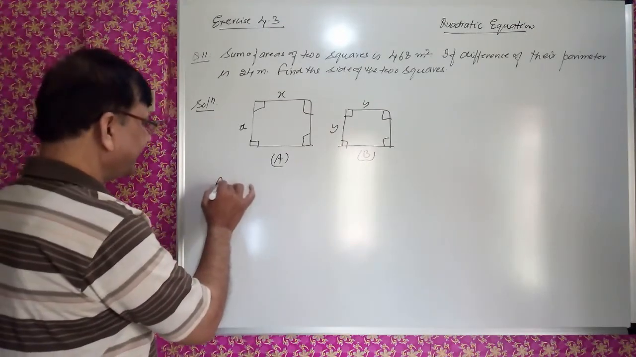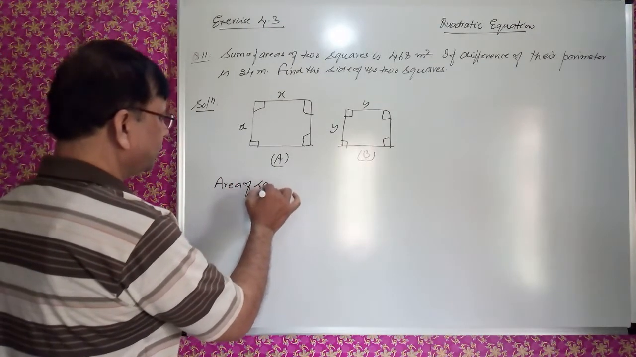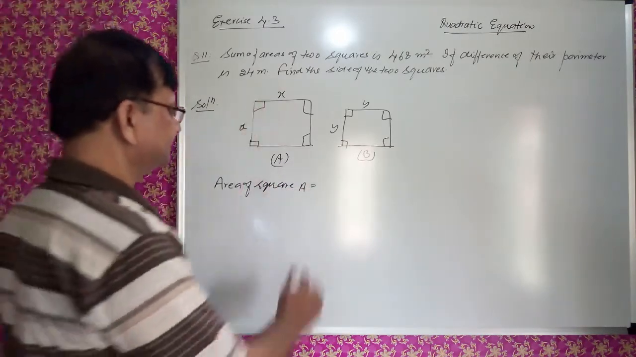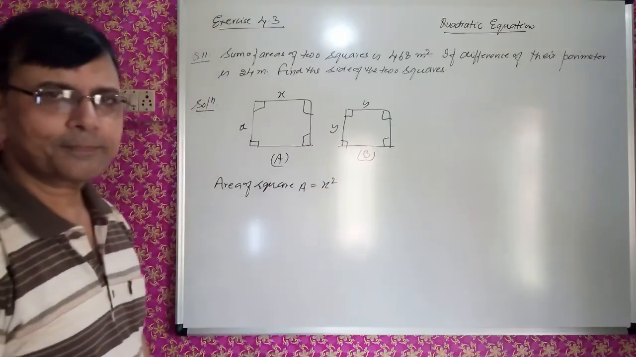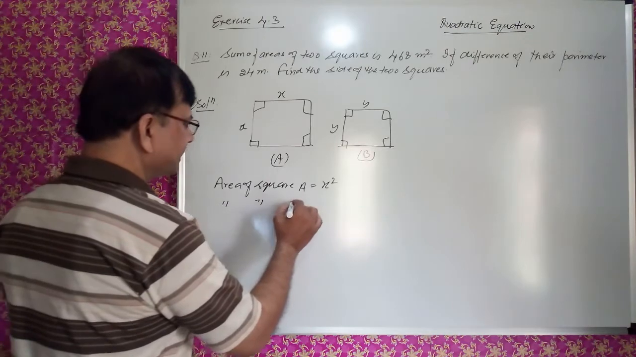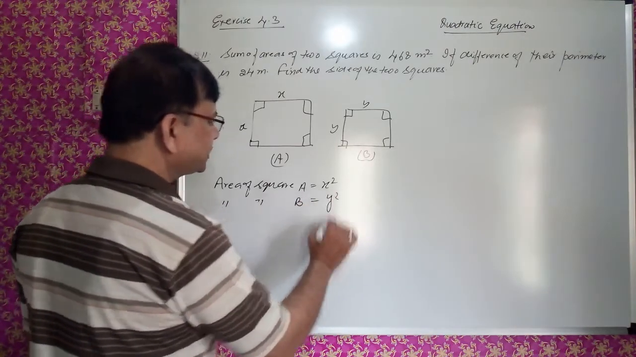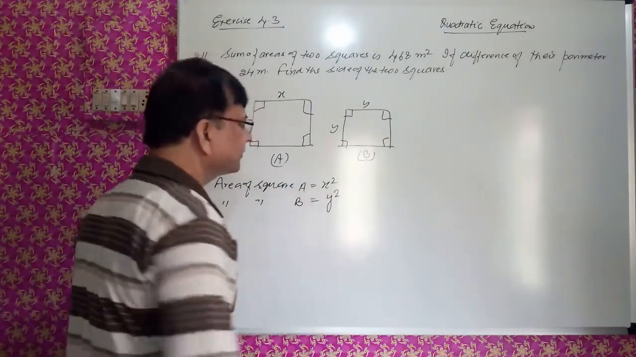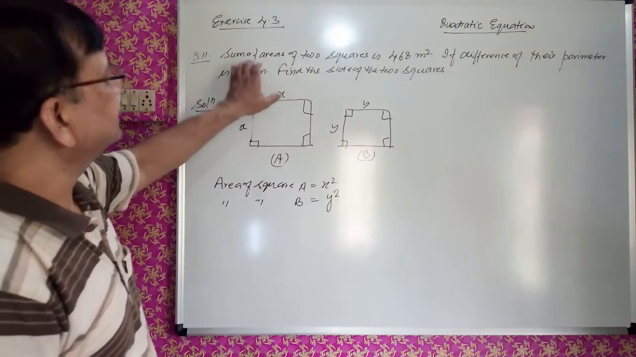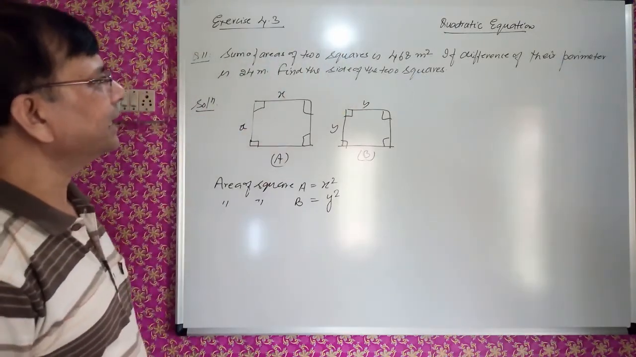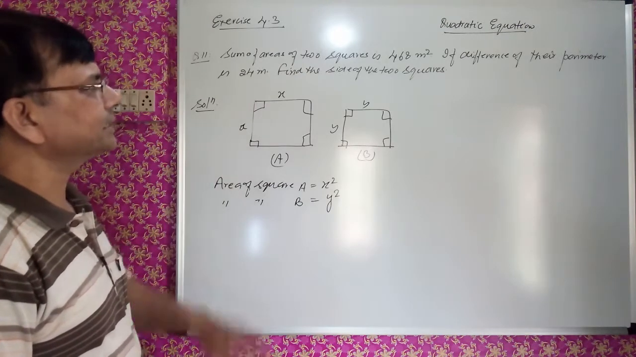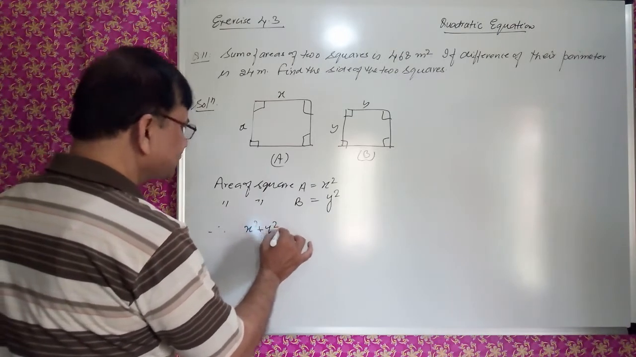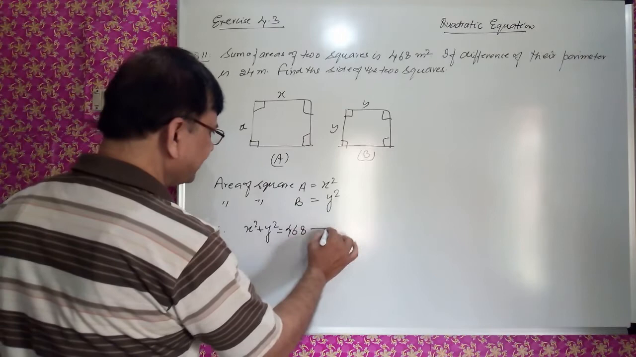So you will write area of square A is equal to how much? x into x, that is x square. Area of square B, in a similar manner, side is y, that is y square, right? So what is given? Sum of the areas of two squares is 468. From the statement we can make an equation: x square plus y square is equal to 468. Equation number 1.